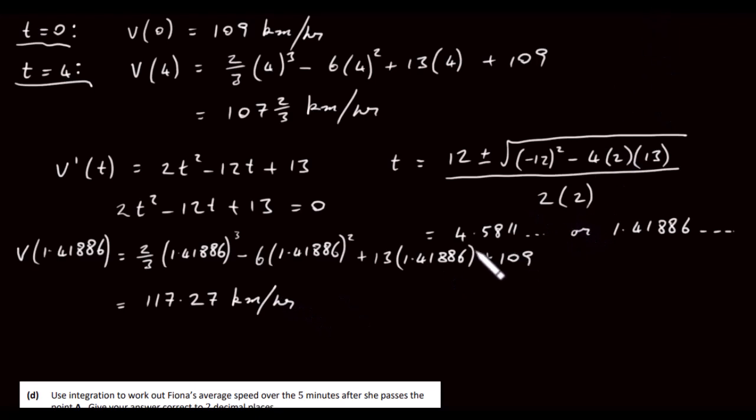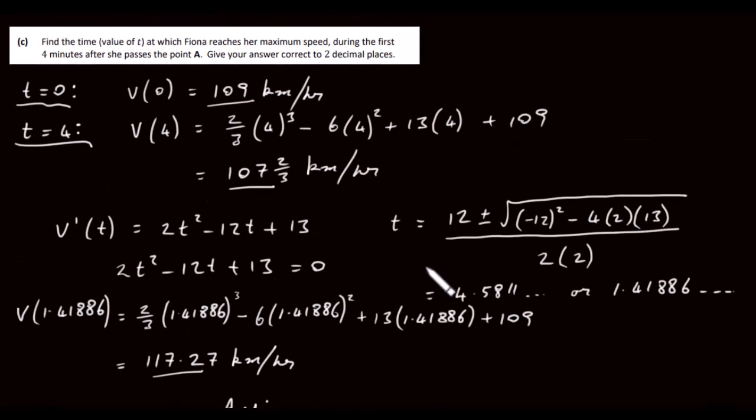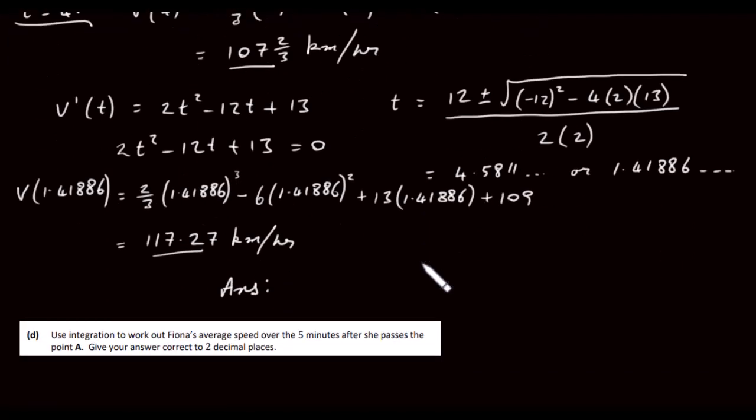So which one is our maximum then? Well, we have a 109, we have a 107, and we have a 117. So this is our maximum speed between 0 and 4 minutes. So our answer then, what were we actually asked? So it says find the time at which Fiona reaches her maximum speed, and give your answer to 2 decimal places. So our answer then is going to be this time here to 2 decimal places. So t is equal to 1.42, and that's minutes.